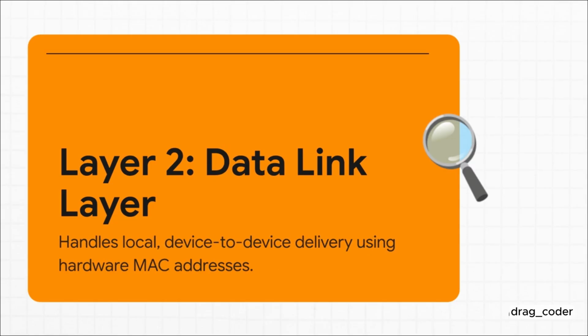And if the network layer is the global postal service, then you can think of the data link layer as your local mail carrier. Its job is to handle getting the data from one specific device to the very next one in the chain, like say from your computer to your router. And it does this using those hardware-specific MAC addresses.